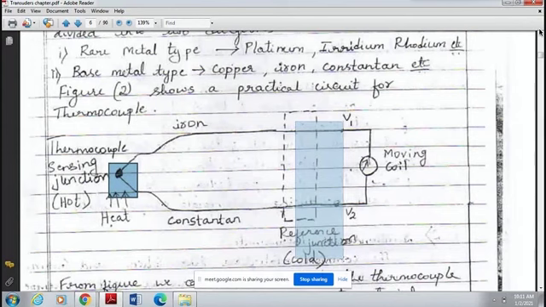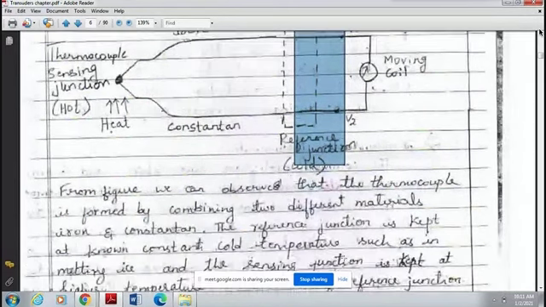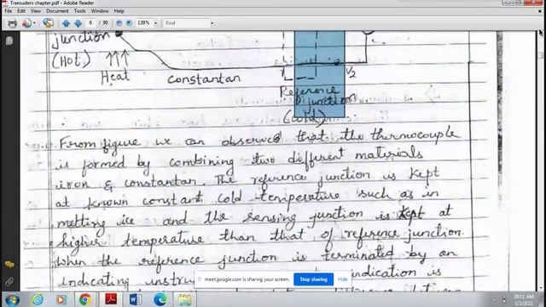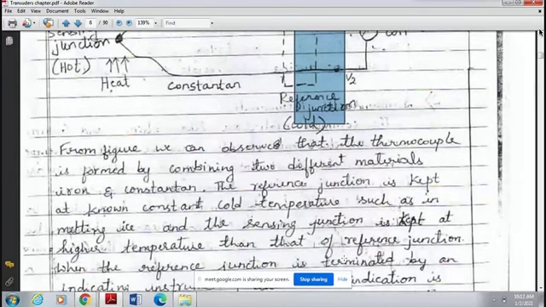Open ends, as I mentioned. At the hot junction we have connected two dissimilar metals, iron and constantan. This thermocouple sensing junction is a hot junction which is going to produce heat energy. From the figure, we can observe that the thermocouple is formed by combining two different metals, iron and constantan, and the reference junction is kept at a known constant cold temperature, such as melting ice. Here we are going to keep the temperature of melting ice.